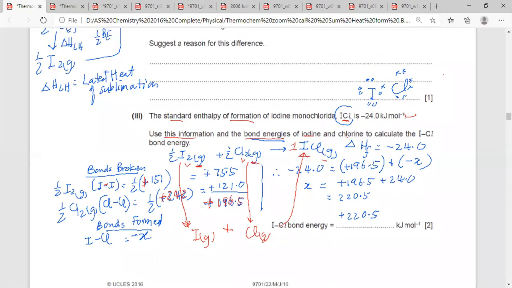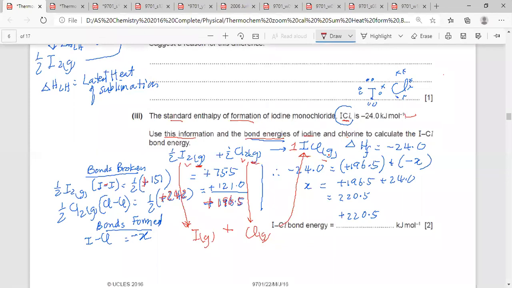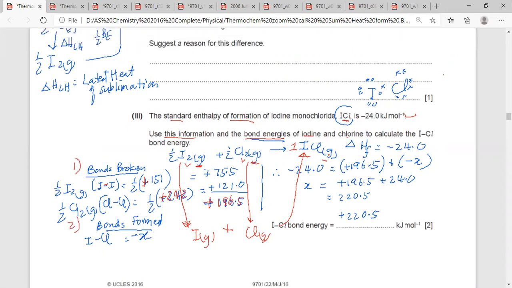On this side here, also gas. So it's bonds formed, isn't it? So 1 bonds broken, 2 bonds formed. This is the simplest you can do. You can do other ways, so up to you, but I will tell you the simplest way. This is how the marking scheme will be.